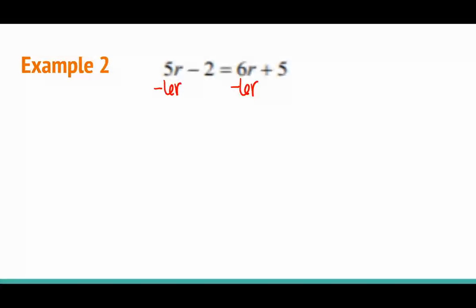We come back to the left-hand side. The only thing left is a negative 2. The opposite of negative 2 is to add 2. So we line them up, draw our line. We're going to cancel all opposites.